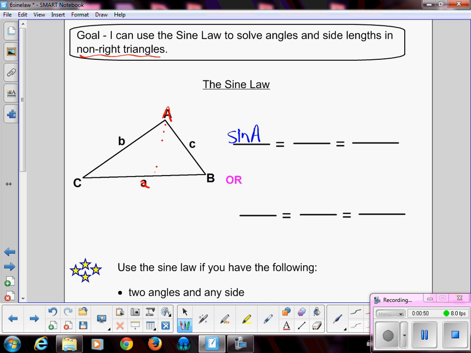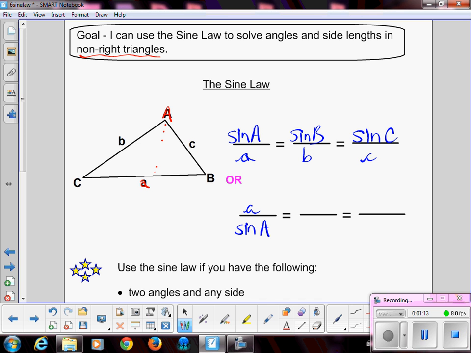sine of angle A over side a is equal to the ratio of sine of B over side b, which is equal to the sine of angle C over side c. So that's one version of it. The other version is just the whole thing flipped opposite, where I have the side length on the top and I have the angle on the bottom.